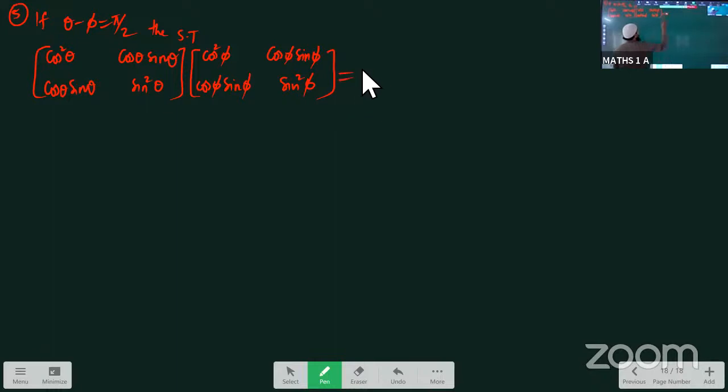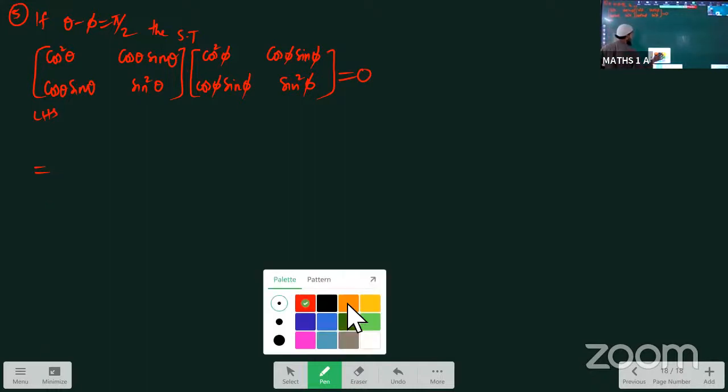This is the proof to be done. Next question: what is the question? If theta minus phi is given as pi by 2, then the multiplication of these two matrices is equal to 0, we have to prove. So how will you do it? Consider the LHS. In the LHS, you have to multiply these two matrices now.